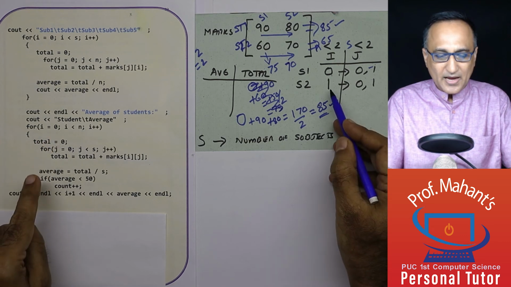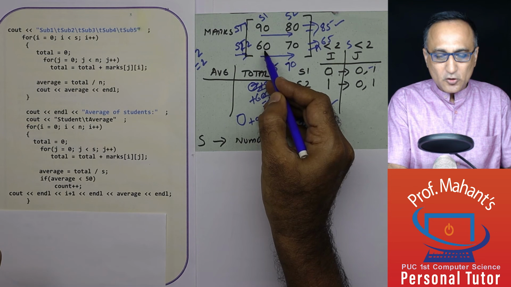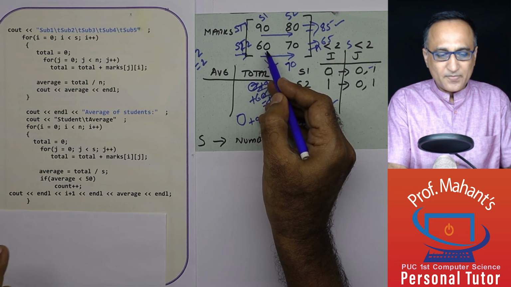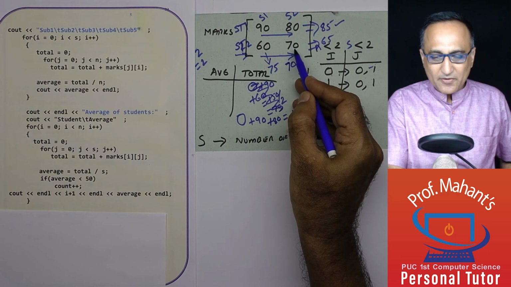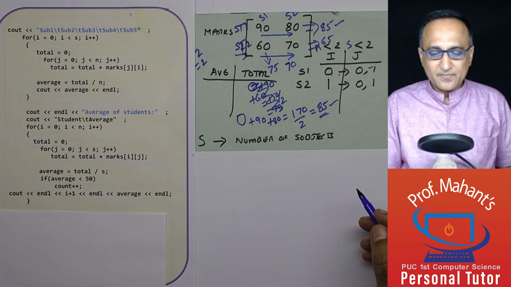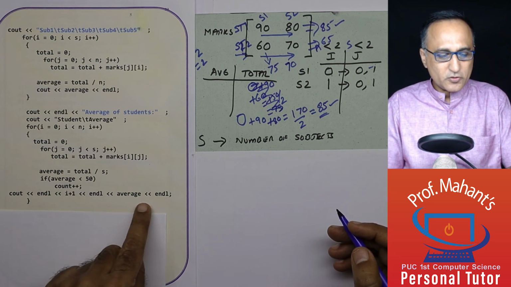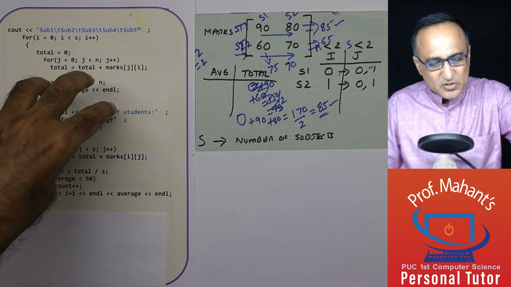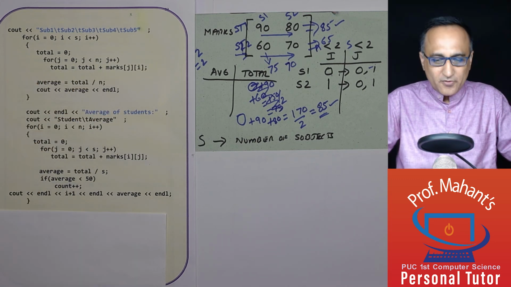Then it goes back here, I becomes 1. Now I go to the next row, subject 0 or subject 1, add it to total. Then j increases by 1. So I add 70 also to 60. 60 plus 70 is 130. 130 divided by 2 is 65. So that average also will be printed. This is the way we go about finding the average of subjects and average of students.